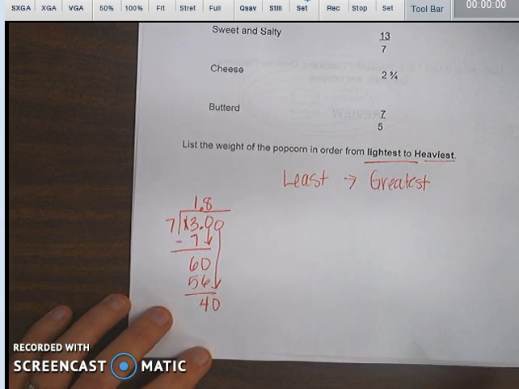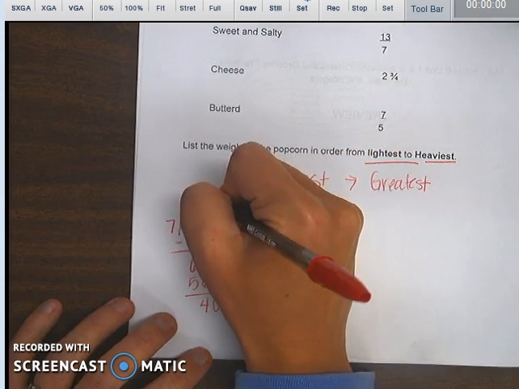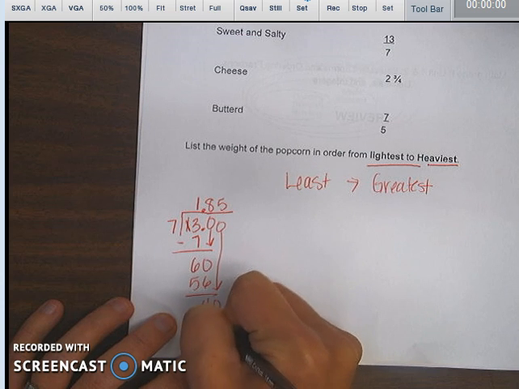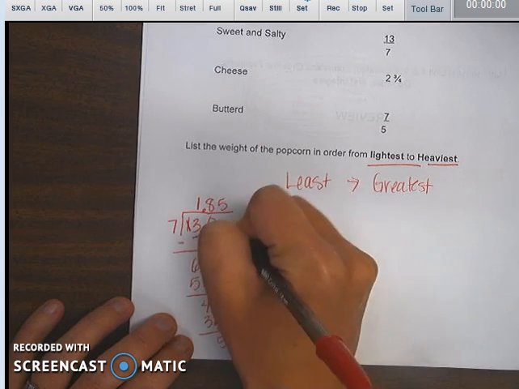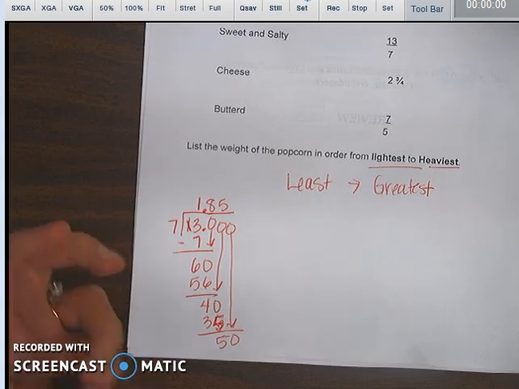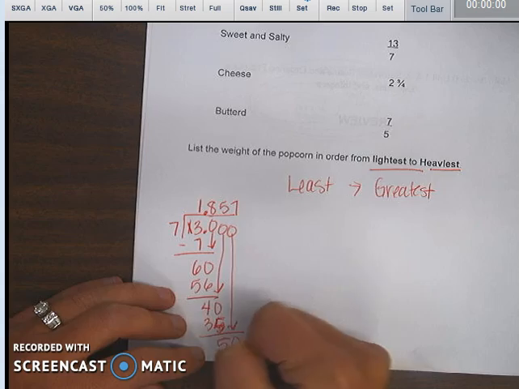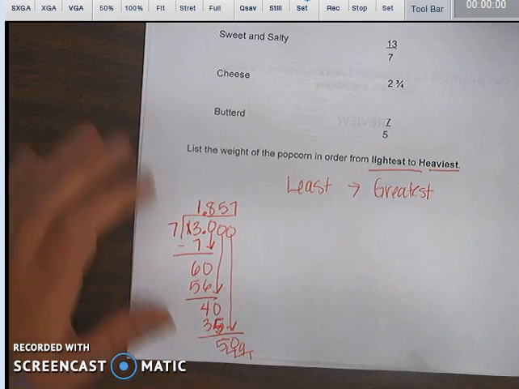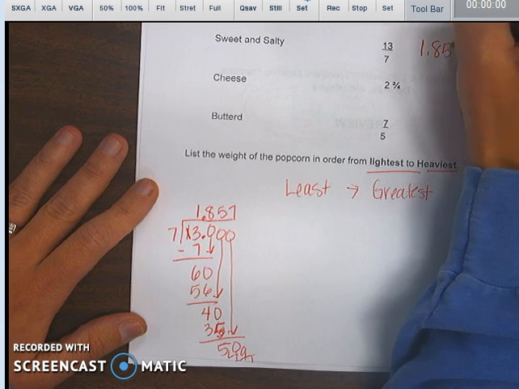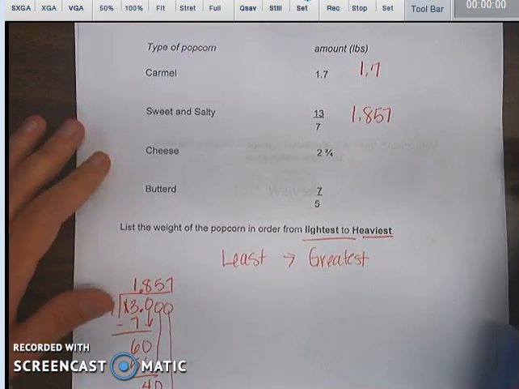Will 7 go into 40? How many times? 5? 35. Will 7 go into 50? Yes. How many times? 7. Now, it's going to keep going, but that's as far out as I'm going to take it. So I have 1 and 857 thousandths.